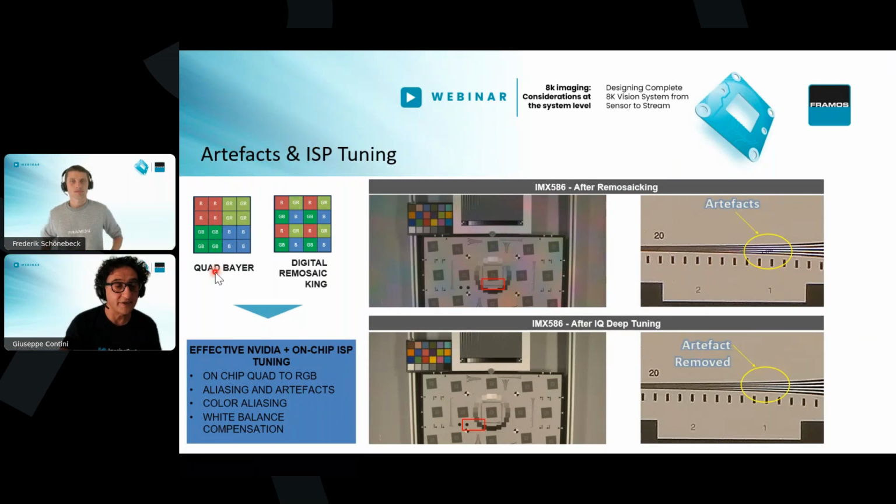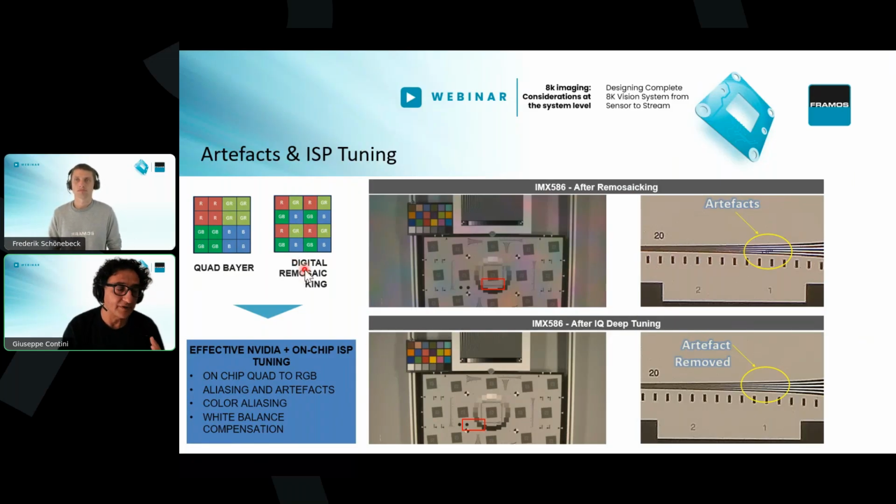So to have the full resolution at 48 megapixel, you first have to convert these 4 pixels into one standard RGB pattern. So this is remosaicing. It's the reverse of mosaicing. And then on the output, you have to do the standard demosaicing. So in this process, you have some aliasing and some artifacts that could appear when you go from quad Bayer to standard RGB. Because of that, you need to do this deep tuning to avoid aliasing happening at this stage.